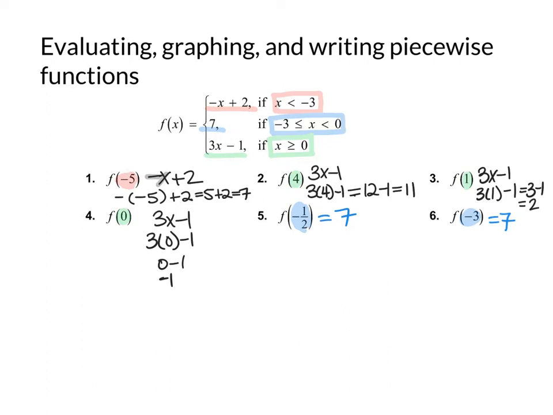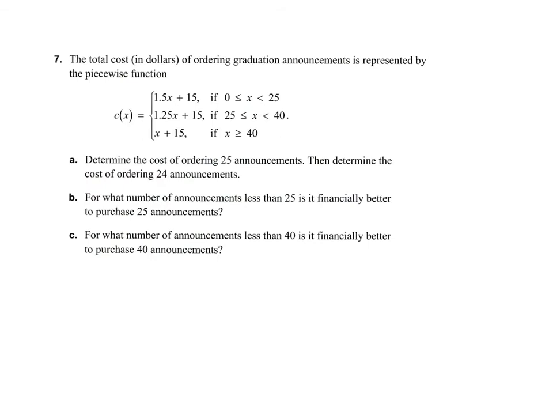So that's how you evaluate the functions, and I highly recommend getting out some highlighters, colored pencils, crayons, whatever you can, to kind of help designate the different colors, and it just helps us see it better. So let's talk about a word problem.